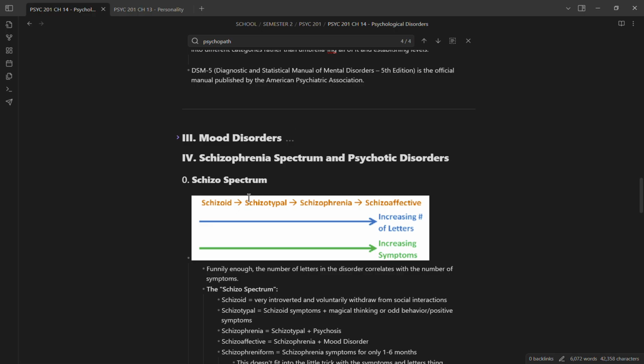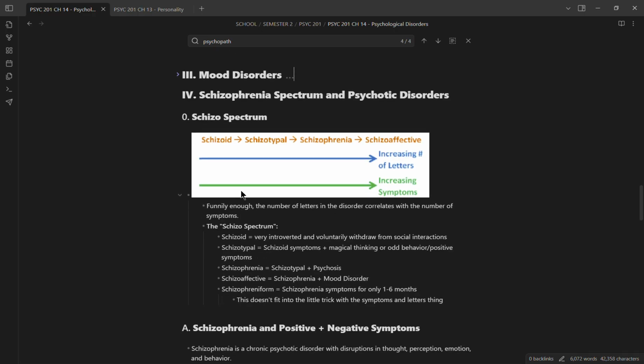So finally, schizophrenia, the big thing that everyone always talks about these days, right? Let's get into that. So, the schizo spectrum. Just a first note: other than schizophreniform, which we'll talk about, everything along the schizophrenic spectrum, the number of letters in the disorder correlates with the number of symptoms. So, for example, first we have schizoid, which is essentially just a very introverted personality and voluntarily withdrawing from social interactions. Then we have schizotypal, which is a few more letters than schizoid, which has schizoid symptoms plus magical thinking or odd behaviors, or positive symptoms. We'll talk about that. It doesn't mean good.